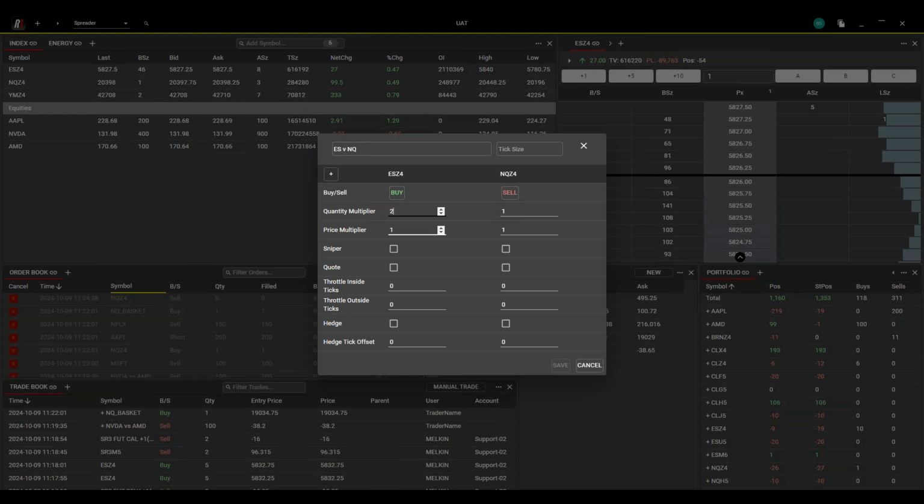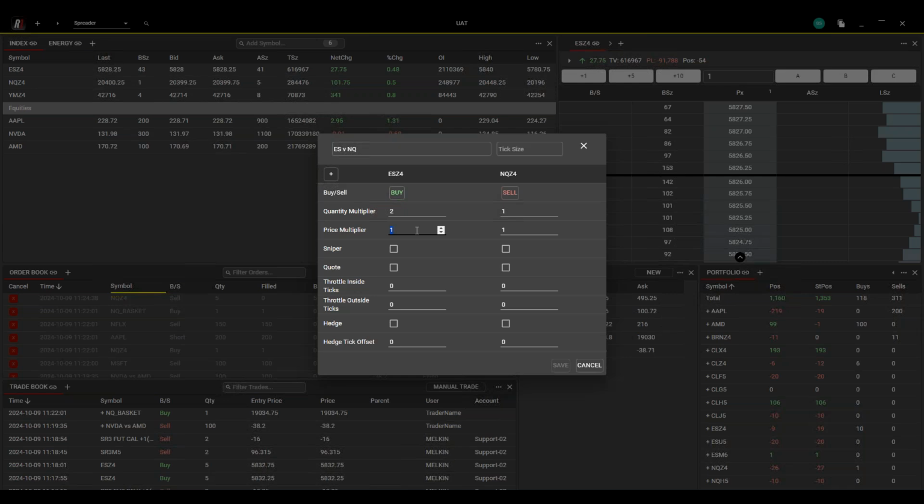The price multiplier, and this can be a little confusing for some users. The price multiplier simply dictates the displayed price of the spread. It does not affect the way in which the spread is executed. Rather, it affects the way in which the price of the spread is displayed on the front end. So you'll see what I mean by that when I make some changes here.